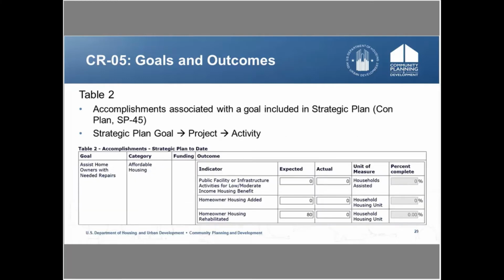Further down on CR05, you'll have Table 2, which outlines your accomplishments to date. Whereas Table 1 looks at what you did relative to what you set out to do for the program year, Table 2 looks at what you have done to date relative to what you set out to do for your 3 to 5 year strategic plan. So the expected accomplishments in this table come from the values you entered on SP45 of the strategic plan for the applicable goal, and the actual accomplishments in this table come from the outcomes you entered for the activities associated to the projects connected to the specific goal in IDIS.